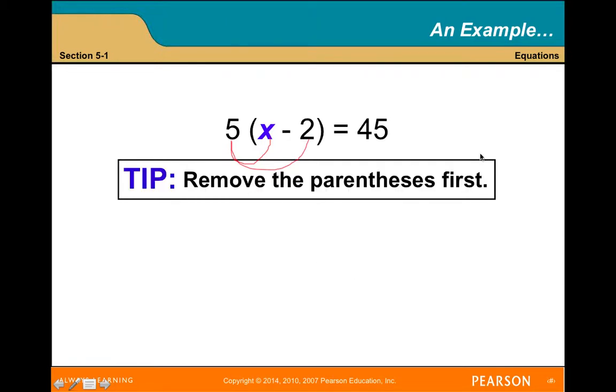The tip, remove the parentheses first. So then you have 5x, because 5 times x equals 5x, and then 5 times negative 2 is negative 10, equals 45.